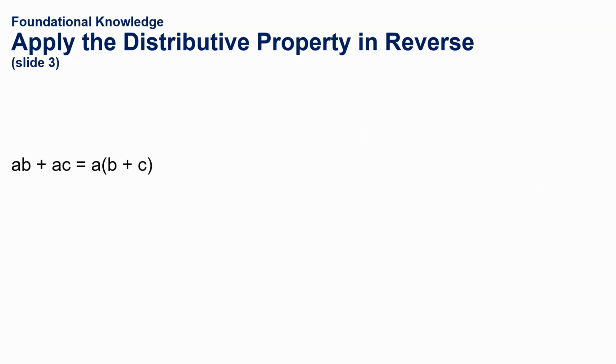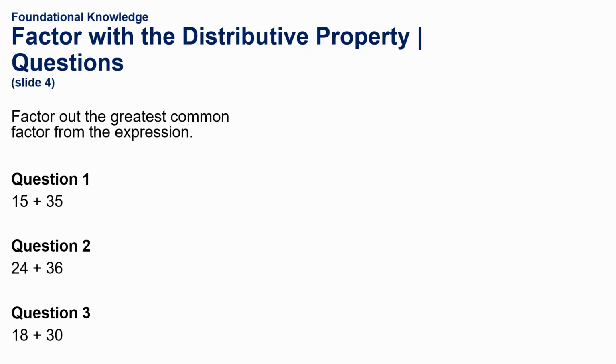Now, to get us started though, we're going to build up by working just with numbers before we get into the variable terms. So our goal here is to factor with the distributive property, and we are going to factor out the greatest common factor from each expression. So let's start with 15 plus 35. So we are looking for what is the greatest common factor of 15 and 35 that we can factor from it.